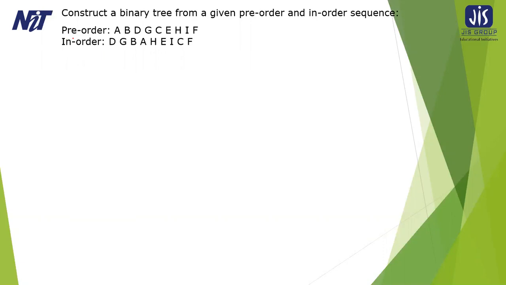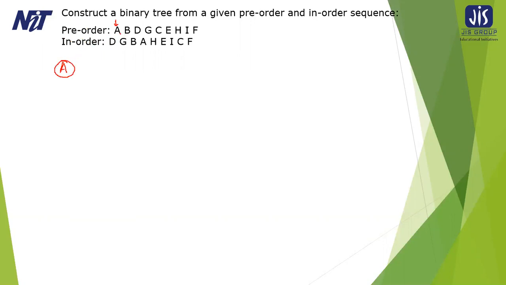Now look at this pre-order. We know that in a pre-order sequence, the root always stays at the first position. That means A is the root of the tree. So we can write down, the root is A.